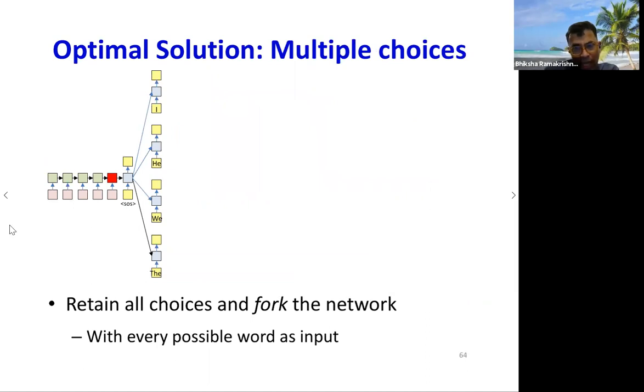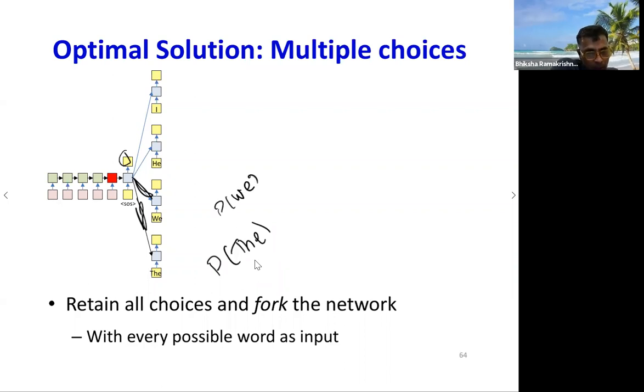So at output time one, instead of selecting one word from the output distribution, fork the network. Make as many copies of the decoder as there are words and input one word to each of these copies. And when you fork it, on this arrow you would store the probability of the word that was computed at this time. On this edge, you would store the probability of V. So on each of these edges, you can store the probability of the word that's going in.